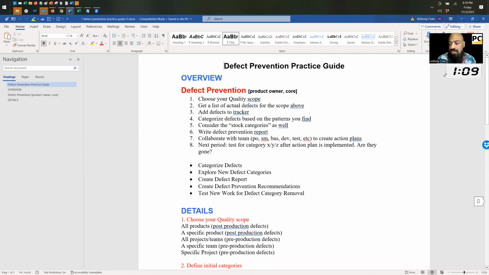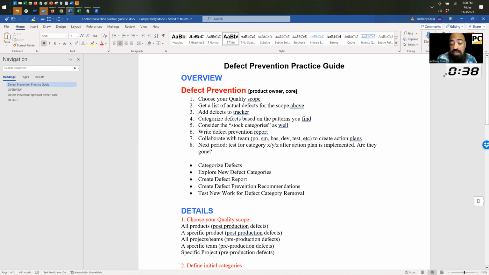Now, number 5 says consider stock categories as well. There are categories we use again and again. Those are secondly good, but the most important ones are the ones that you discover by studying for the patterns. Then you write a defect prevention report explaining what you found. You collaborate with everybody else: product owners, scrum masters, requirement folk, dev, test, anybody. You collaborate with the people who actually have to change their behaviors for those categories to be eliminated. And you create action plans, how they're going to do that.